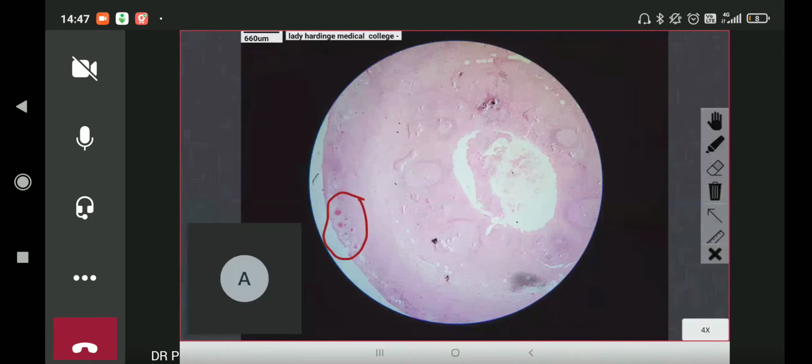Anybody? Neutrophil. Neutrophils. Yes. So neutrophils. So when we know it's acute inflammation, we need to know that we have to look for neutrophils. How do neutrophils look? They are cells which contain 3 lobes. So at least they have nuclei with 3 lobes. So let's look into a higher power.